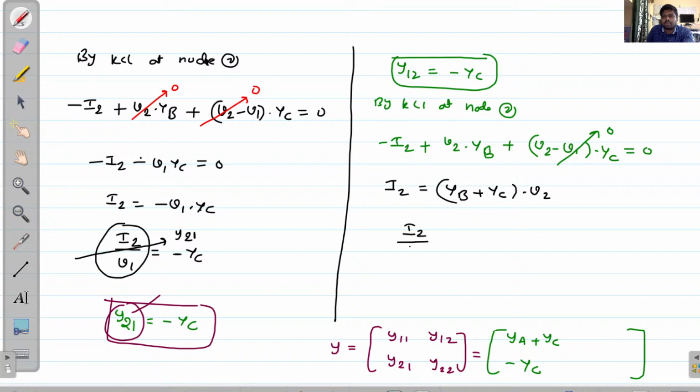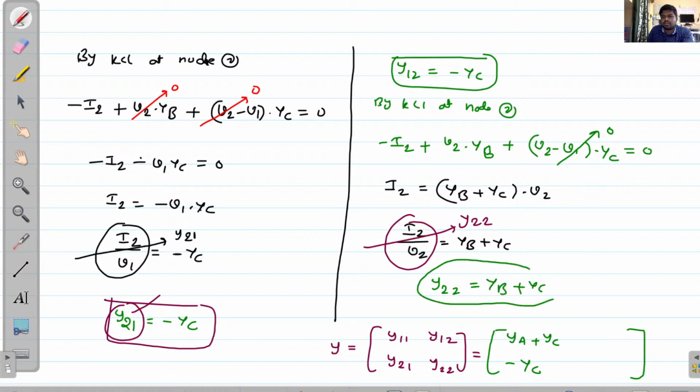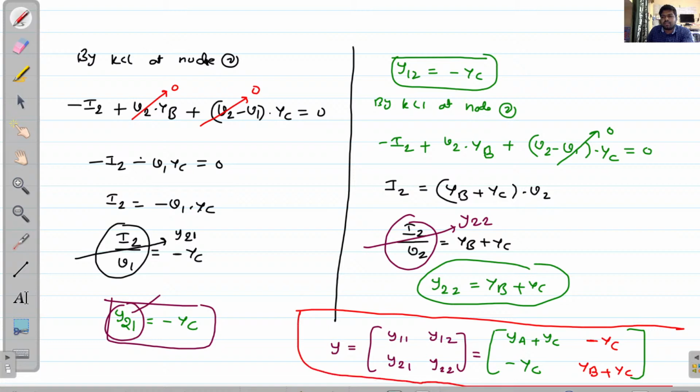Now I2 by V2 equals what? YB plus YC. But I2 by V2 is nothing but Y22. So what you will get is Y22 equals YB plus YC. This is your fourth parameter. Now you can fill this particular table. So you will get YB plus YC, this is minus YC, and here you will get YB plus YC. So these are your Y parameters for a given pi network, otherwise delta network.